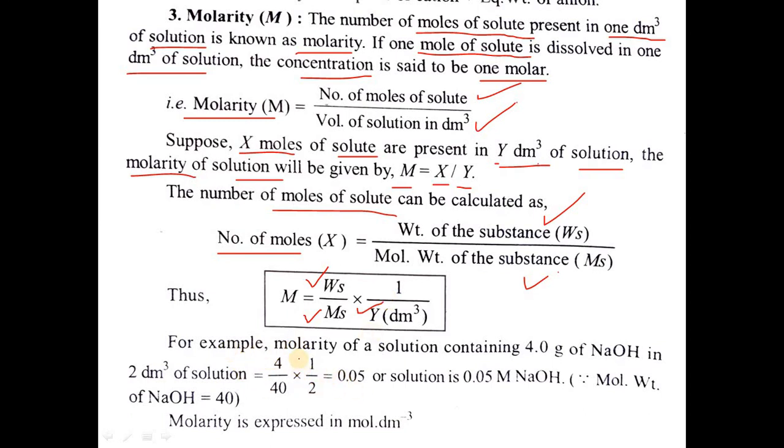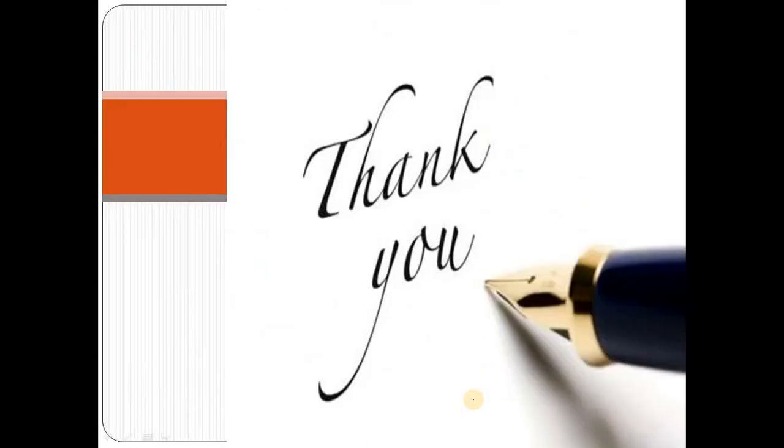For example, molarity of a solution containing 4 gram of NaOH in 2 dm cube of solution. By replacing these values in the above equation, that is 4 divided by 40 into 1 by 2, we are getting 0.05, so the solution is 0.05 molar NaOH. Here molecular weight of NaOH is 40. So molarity is expressed in moles per dm cube. So this is about the molarity.